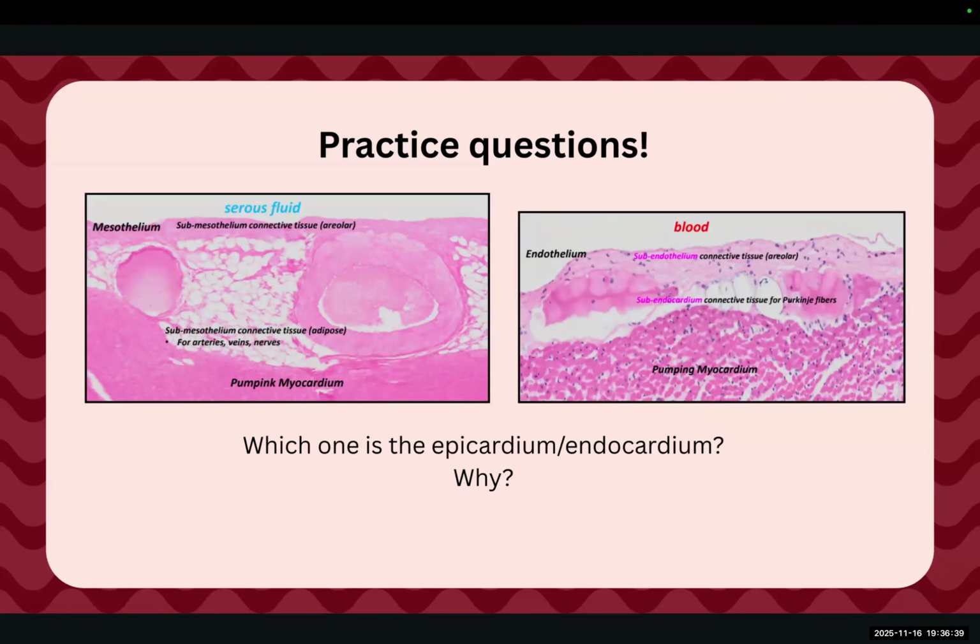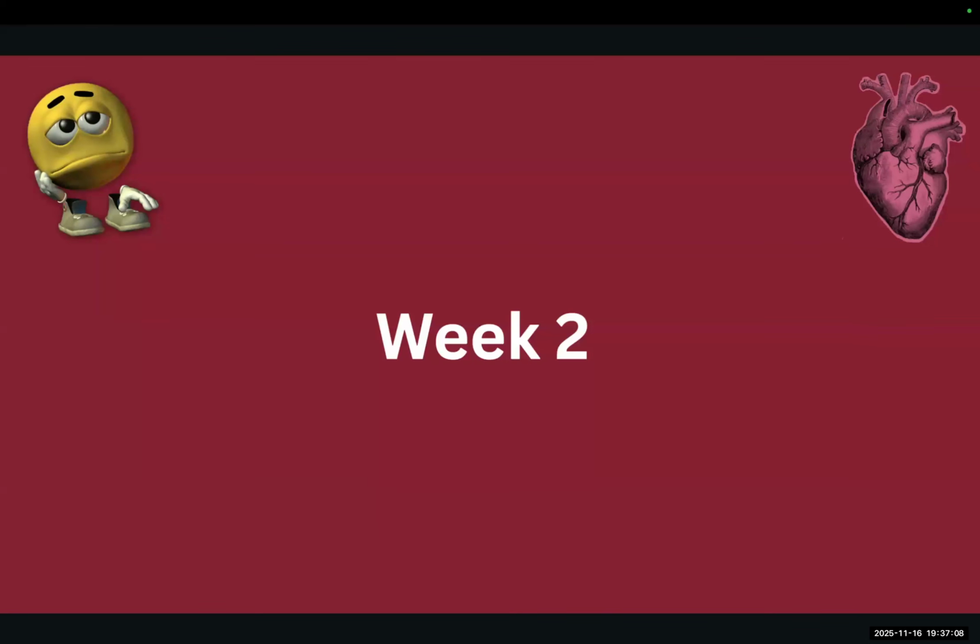Can I? Go ahead, I guess. Okay, the one on the left is the epicardium. The distinguishing features are the coronary vessel and vein and adipose tissue. Okay, and the one on the right is the endocardium. The identification is Purkinje fibers. And where are the Purkinje fibers located? In the subendocardium. Perfect.